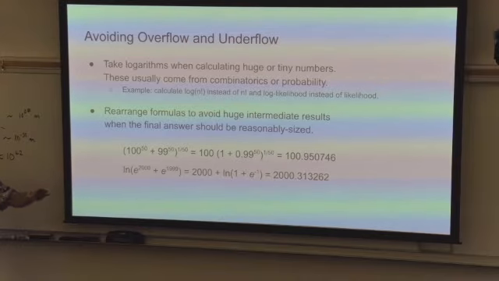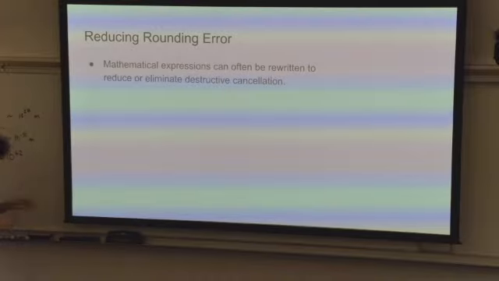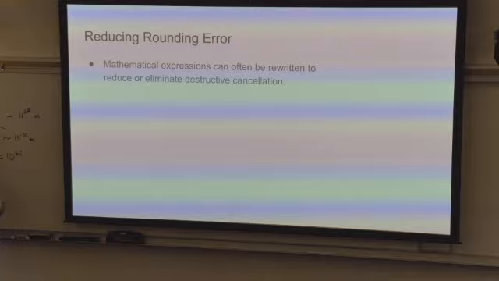Make sense? Okay, now let's get to the issue of rounding error, and this is a much trickier one, right? Rounding errors are sometimes just inherent to the nature of a problem, right? In that computational chemistry example I showed you earlier, you just need to compare these two really close numbers. There's no getting around that. But you can often take a mathematical expression and rewrite it to reduce or eliminate destructive cancellation.